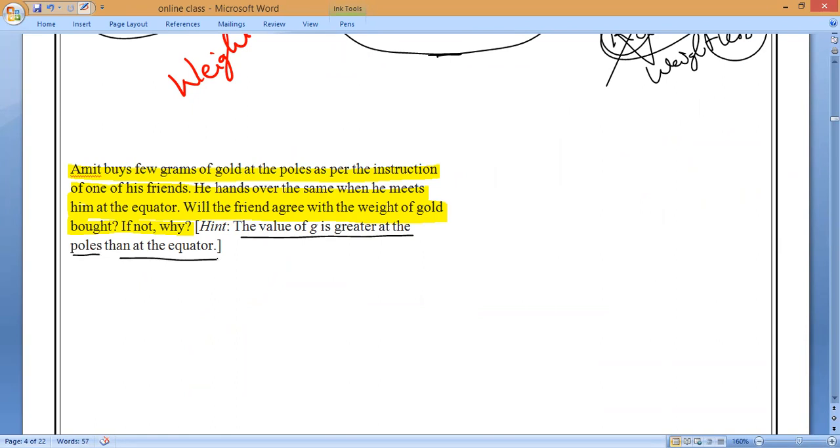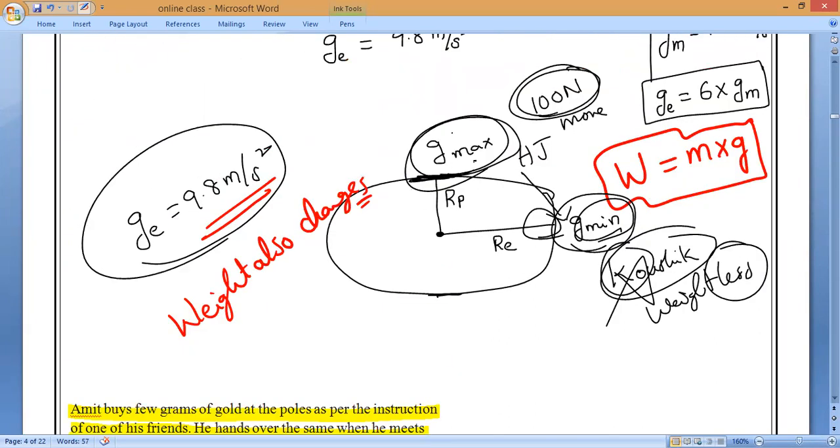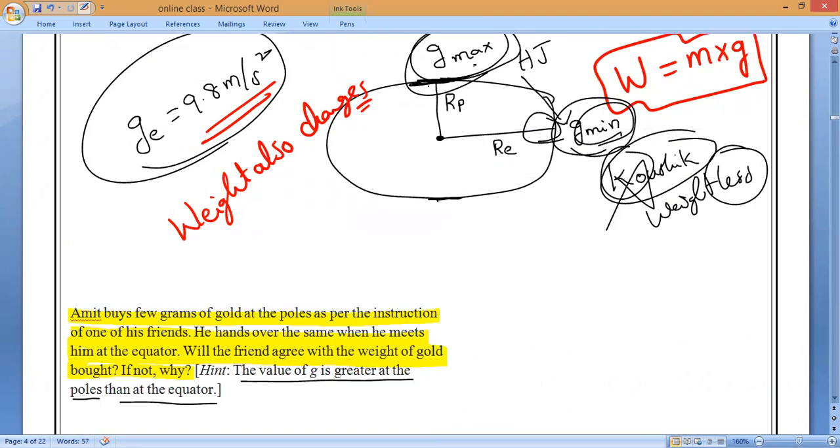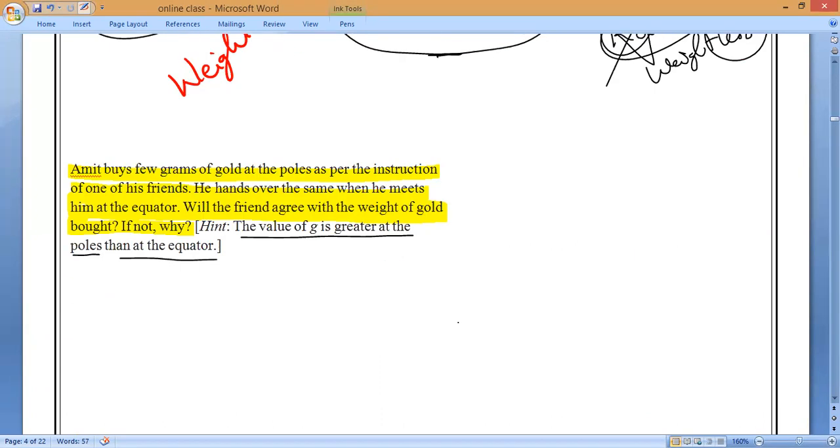So is it suggested to buy? Will the friend agree? Mr. Kaushik, are you agreeing? If Haris Zeras gives the gold and says wait, he does not know whether he will agree or not. Will you agree, Mr. Gokul? If he buys at the poles and gives it to you at the equator, will you agree with the weight? No, because the g value is not the same. That is the answer you should write. Write it, everybody.